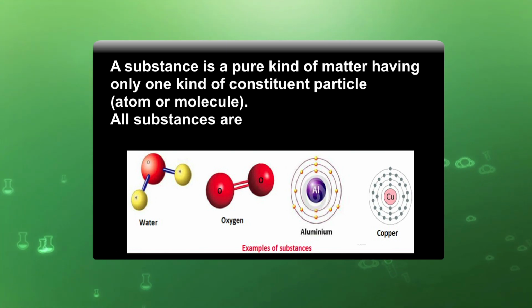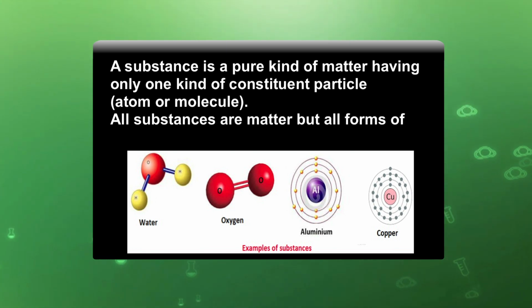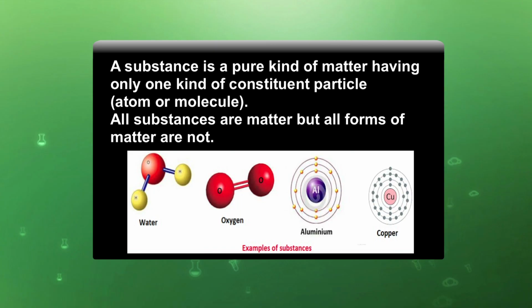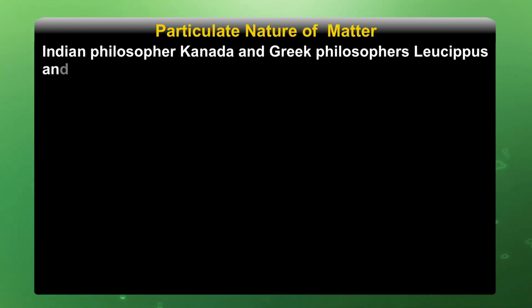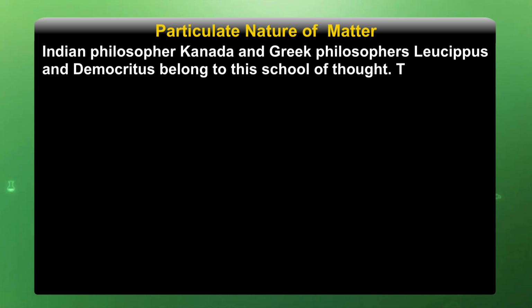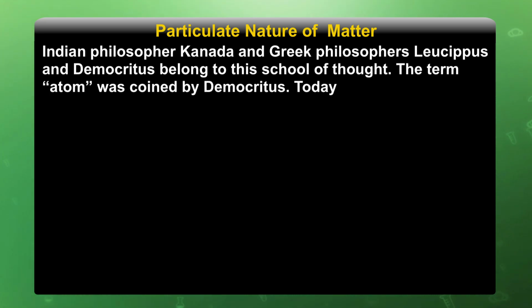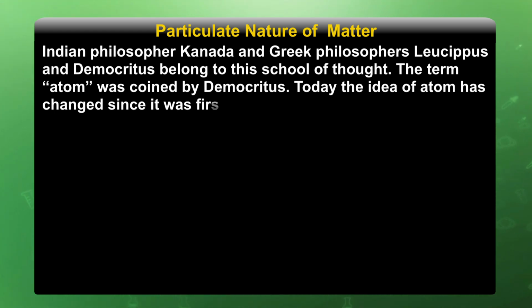All substances are matter, but all forms of matter are not substances. Now, let us understand the historical background: what is matter? The Indian philosopher Kanada and the Greek philosophers Leucippus and Democritus belong to this school of thought. The word atom was coined by Democritus. Today, the idea of atom has changed since it was first proposed.